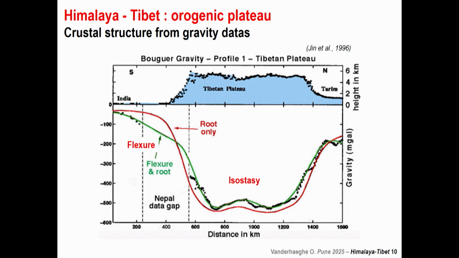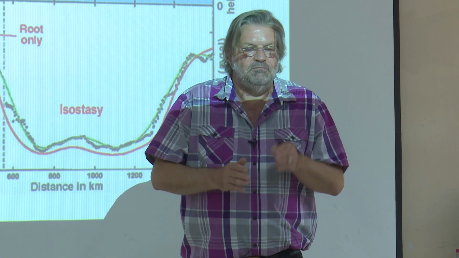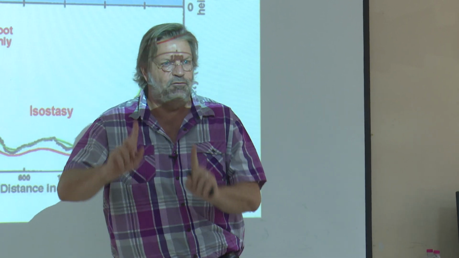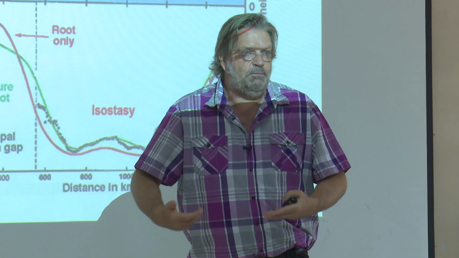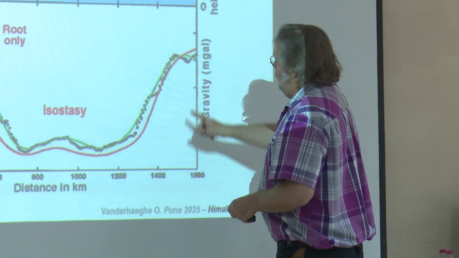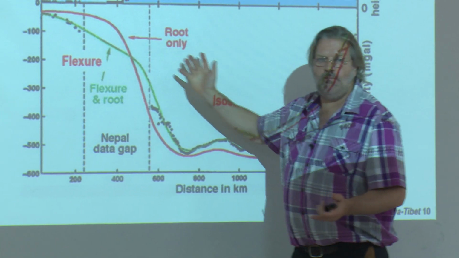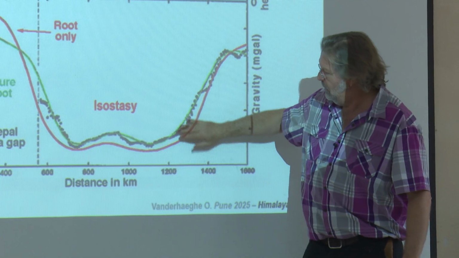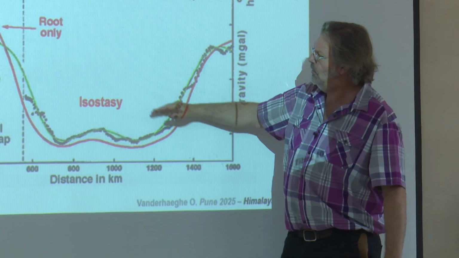That's very idealistic, right? There is some strength, and we are working on a plate, which is not just vertical columns that I can move relative to each other. So there is some flexural rigidity to that plate. But the isostatic model, the red, is not that bad. No? It gives you the first order signature of the thickness of the crust, especially in the zone of the plateau.